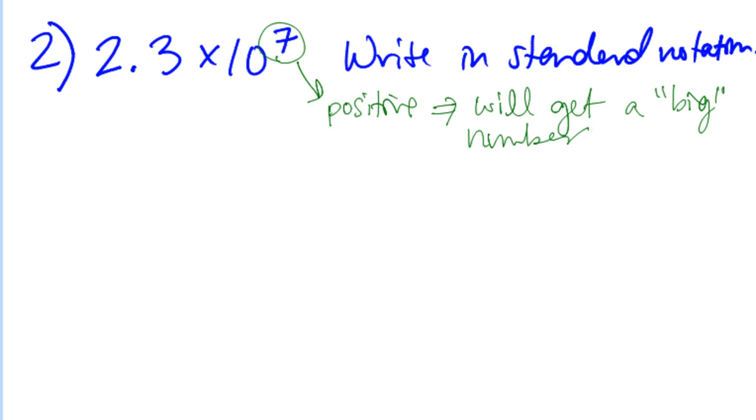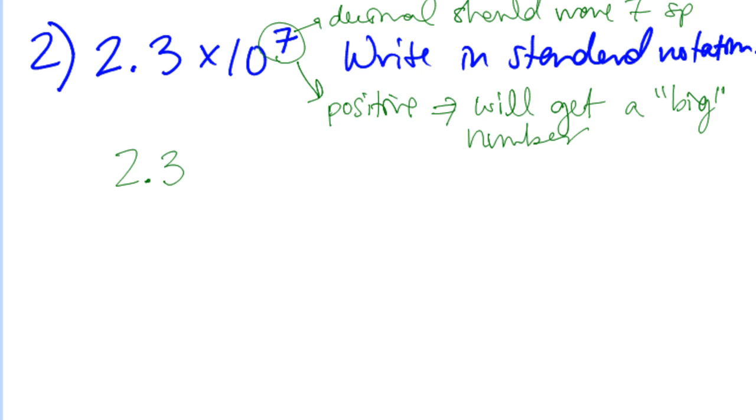Okay, so we need to figure out, if we start out with 2.3, to get a big number, the decimal would need to go to the right. And how many spaces should it go? It should go 7 spaces, because the exponent is equal to 7. Decimal should move 7 spaces in whatever direction we need to get a big number. So that means we're going to move to the right. So we go 1, 2, 3, 4, 5, 6, 7. That's where the decimal should end up.